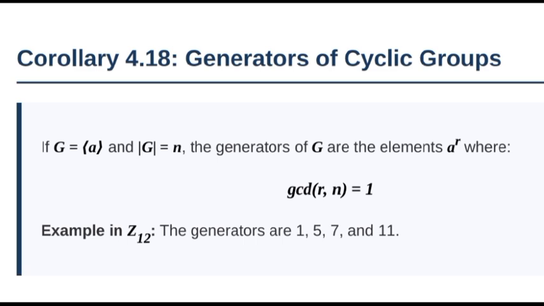It states that if G is generated by a and has order n, then the other generators of G are the elements a raised to r, where the GCD of r and n equals 1. This means that the exponent must be relatively prime to n. For example, in the integers modulo 12, the generators are 1, 5, 7, and 11, because all of them have a GCD equal to 1 with 12.